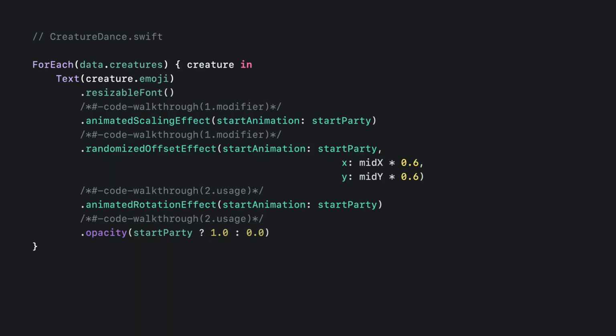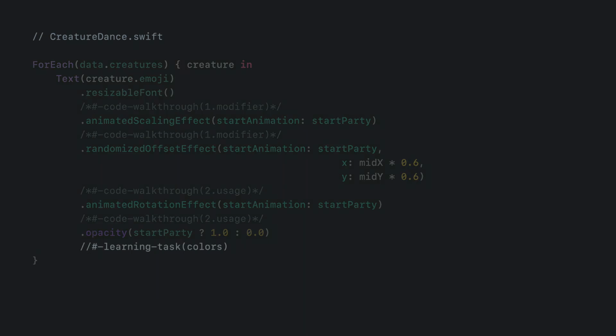Here we are again in CreatureDance.Swift. I want learners to add the color modifier right below the opacity modifier. So that's where I'll add my experiment task comment. Experiment task comments are single line, meaning they start with a double slash. Then we write #learning-task. After comes a pair of parentheses, and inside we write the ID of the experiment task.